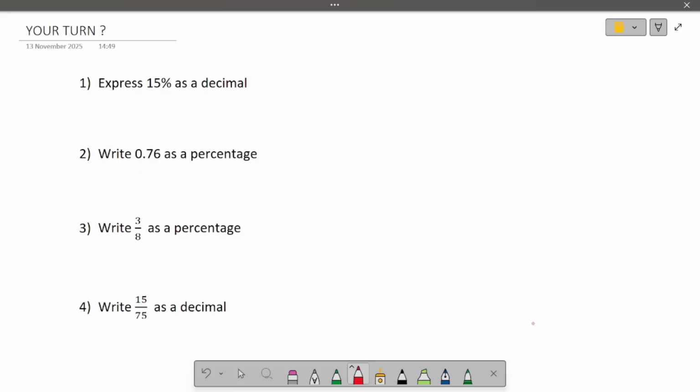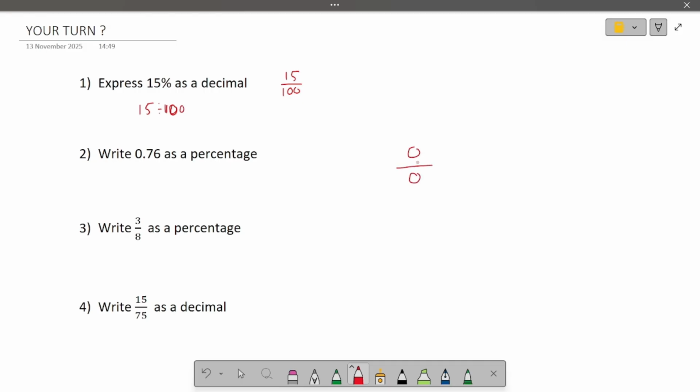Okay, let's just take a look at some of these answers then. Express 15% as a decimal. Now remember, to turn a percentage into a decimal, we divide by 100. So 15 divided by 100. Now, I'm hoping you have realized by now that this is exactly the same as writing 15 over 100. Okay, look at the divide sign, guys.